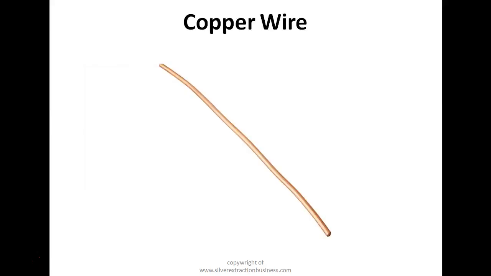And then finally, the next thing here is copper wire. You need copper wire. Where there is no silver estimation paper, copper wire can take the place of that. So you can use that and get along with this business.